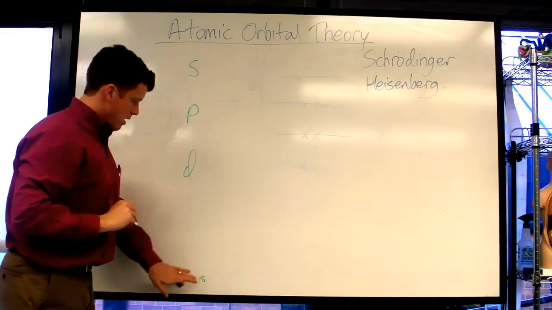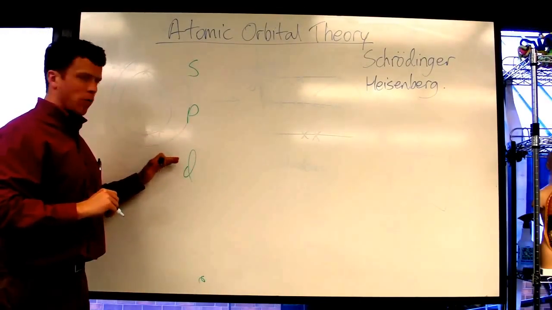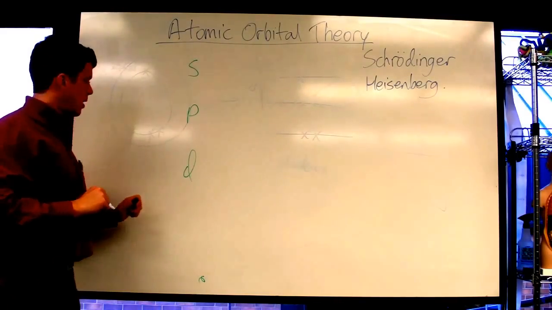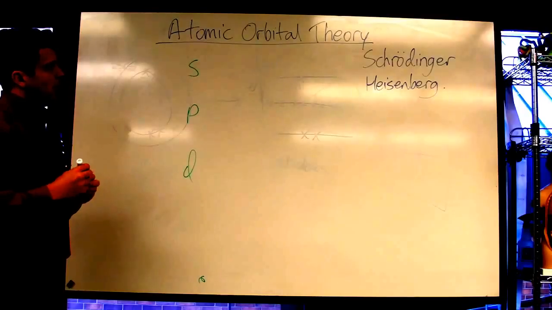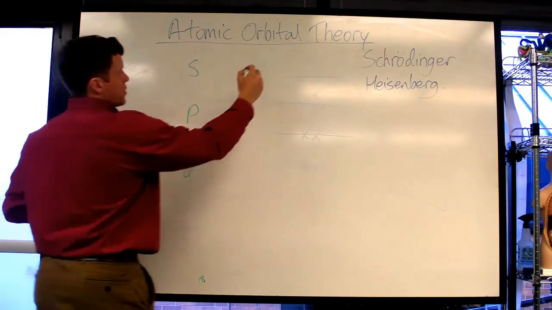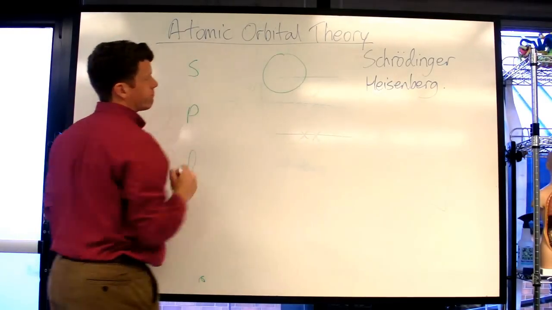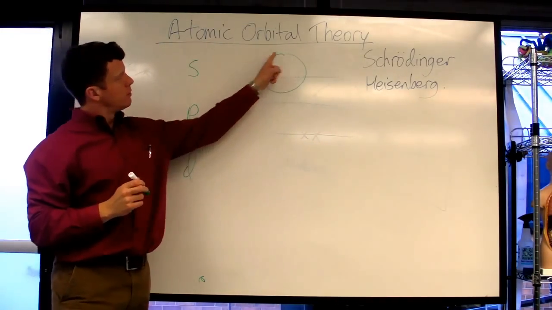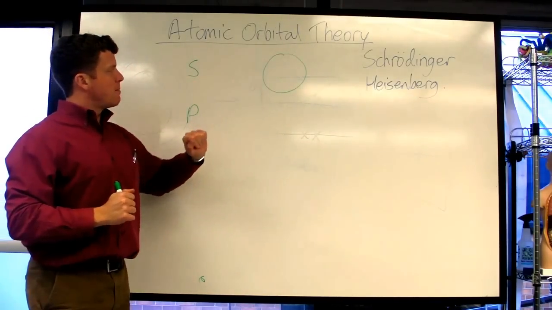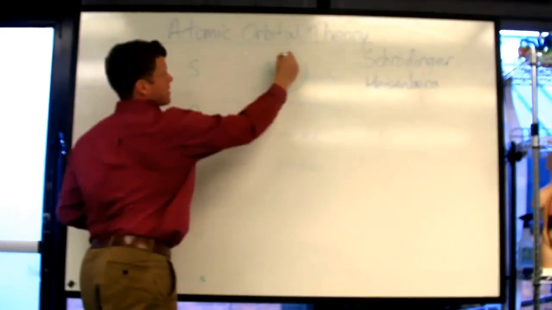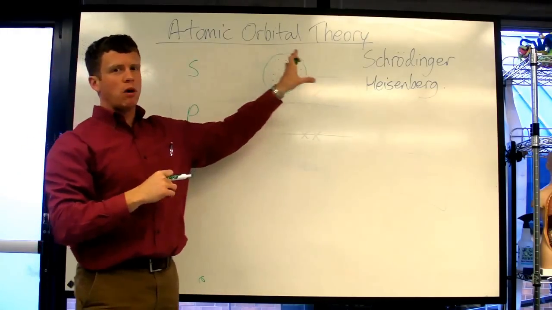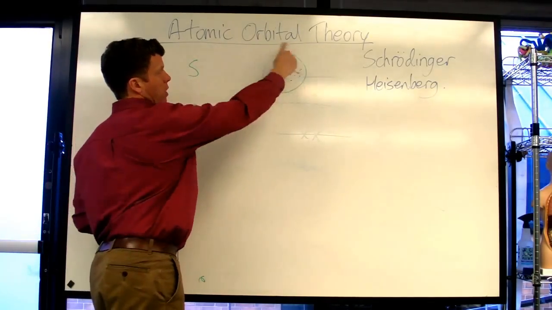There are more. Once you get to d orbitals and beyond, it's probably more college level, and we're going to stop at d for the purposes of this class. So s orbitals have a spherical shape, a perfect circle, hand drawn. The electrons are inside this orbital, moving around with lots of energy. You can't predict exactly where they are, but just like the fan blades, you know the area where they are.